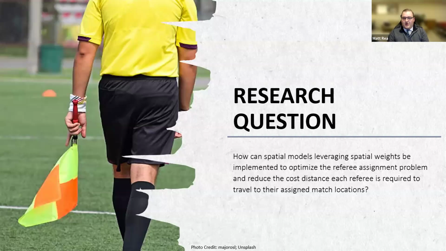So that's why one of the goals of this capstone was to answer my research question, which was: how can spatial models leveraging spatial weights be implemented to optimize the referee assignment problem and reduce the cost distance each referee is required to travel to their assigned match locations? And to do that, a few goals and measures of success that I've set out were to calculate a cost distance matrix of all the referee addresses and fields, to design a graph database and store those relationships, and then build an algorithm to leverage that graph and identify optimal matches for each referee.